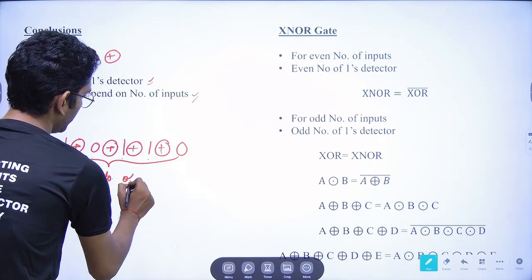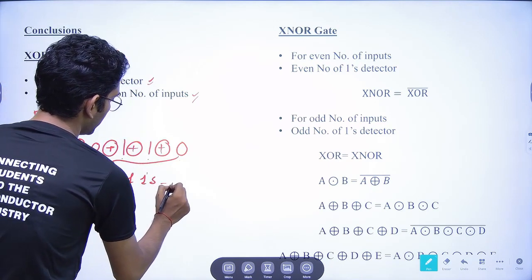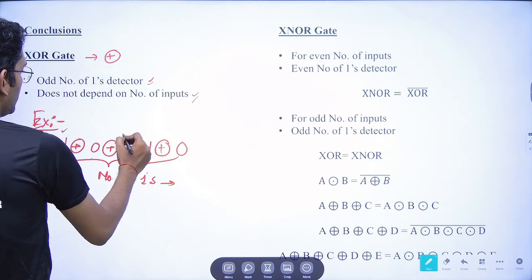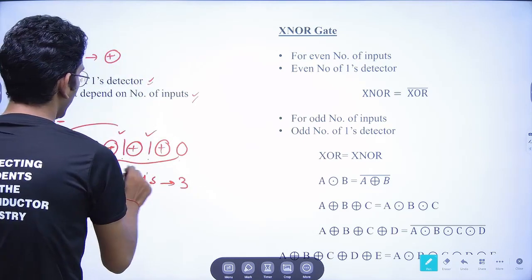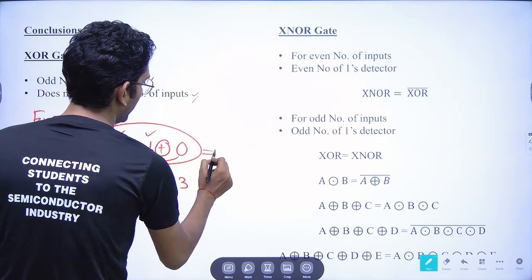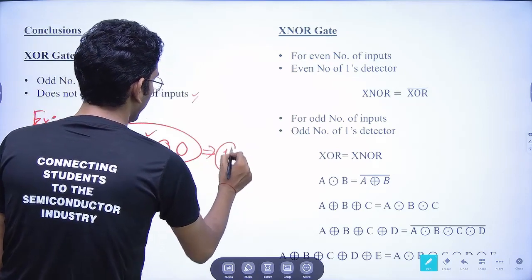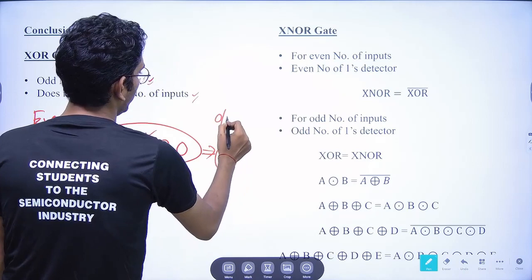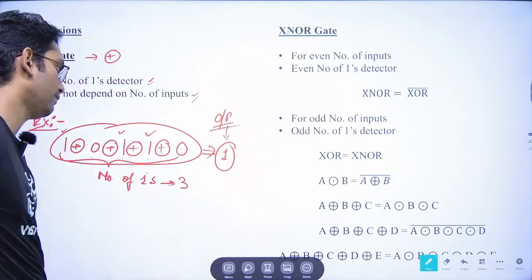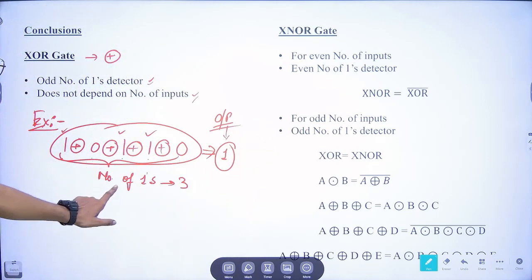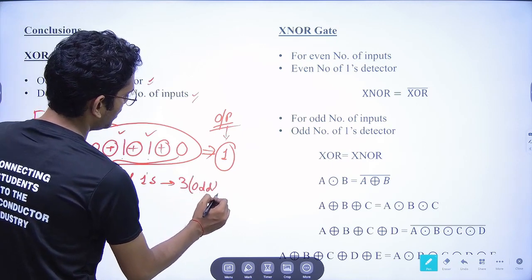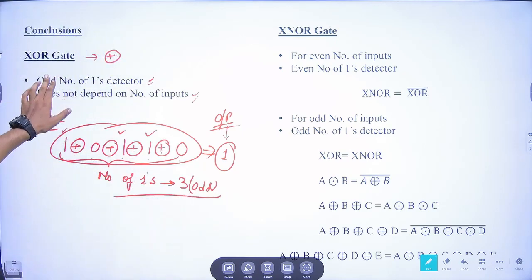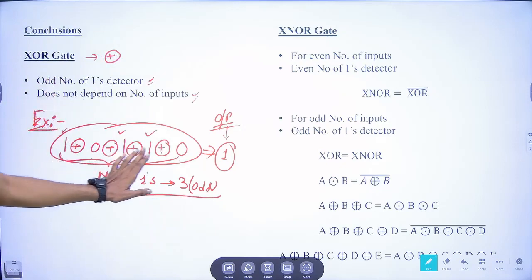How many ones are there here? 1, 2 and 3. The number of ones is 3. What will the final output be? The final output will be 1. So we will be getting the final output here as 1 because the number of ones present is 3 and this is an odd number. So in case of the XOR gate we would get the output as 1 here.